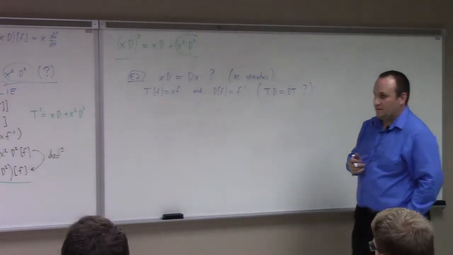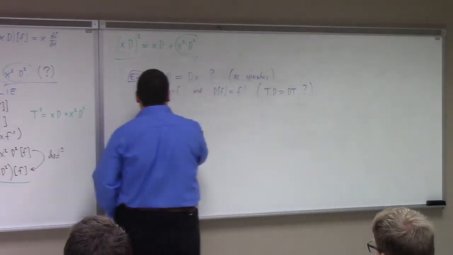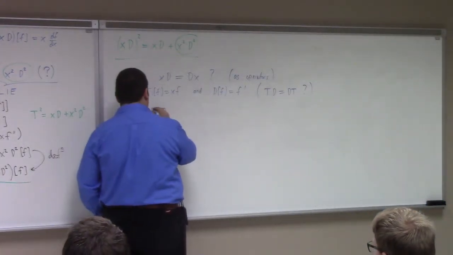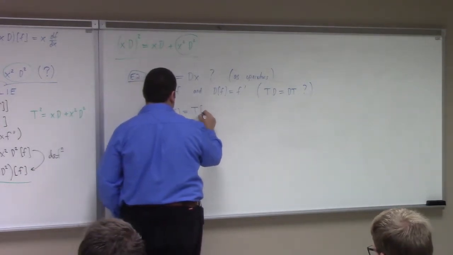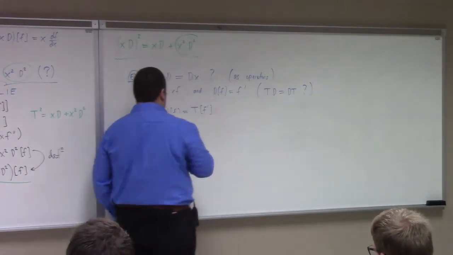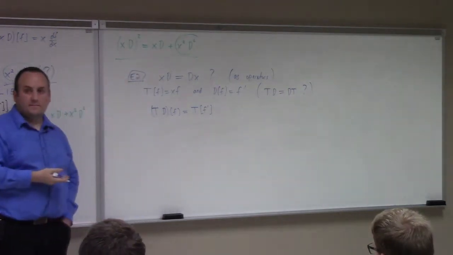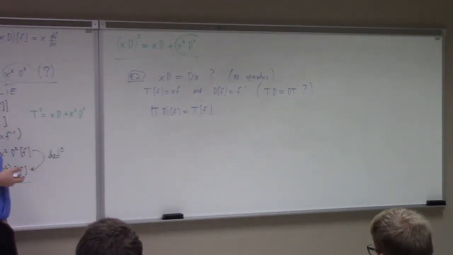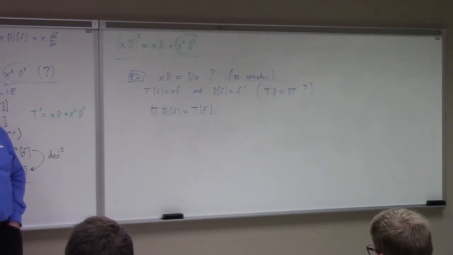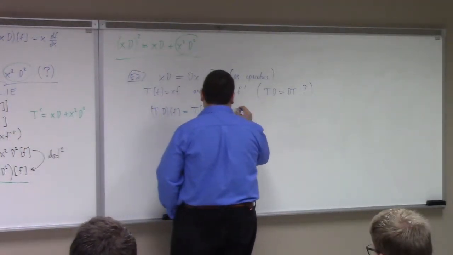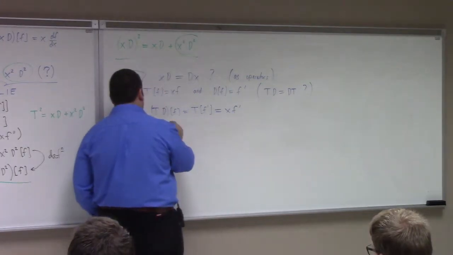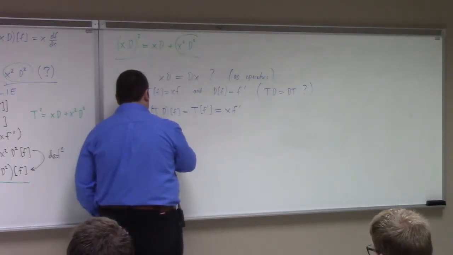So let's calculate. T d acting on f is what? This is t acting on f prime, right? Because df is f prime. What does t do? This t multiplies by x, right? So the answer here is x f prime. How about the other way around? dt acting on f.